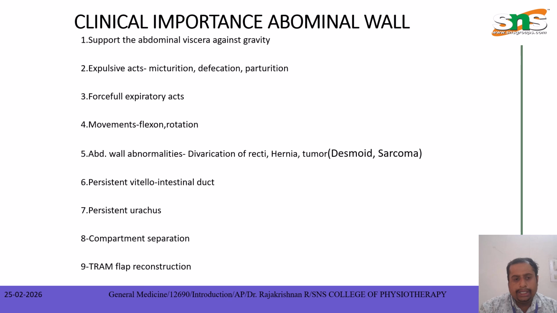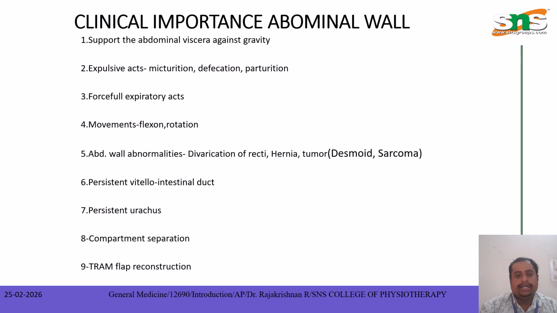Then the main clinical importance of this abdominal wall is that it supports the abdominal viscera against gravity, in expulsive acts like micturition, defecation, and parturition, forceful expiratory acts, and movements like flexion and rotation. Anterior abdominal wall abnormalities include divarication of recti, hernia, tumors like desmoid and sarcoma, persistent vitelline duct, persistent urachus, compartment separation, and TRAM flap reconstruction. These are the main things we do surgeries for in this anterior abdominal wall.